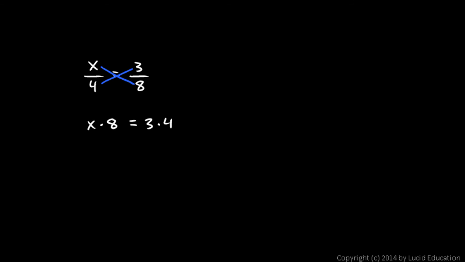So to isolate x, I need to divide by 8. And if I divide by 8 on the left, I divide by 8 on the right. So on the left side, the 8 in the numerator and denominator cancel, leaving me with x. So I have x equals 3 times 4 over 8, which is the same thing as 12 over 8. And just as before, that fraction reduces to 3/2.